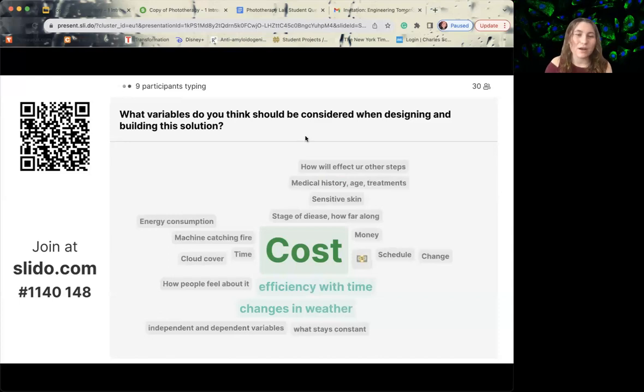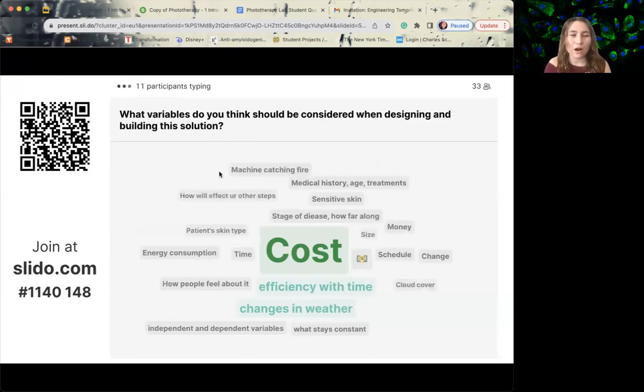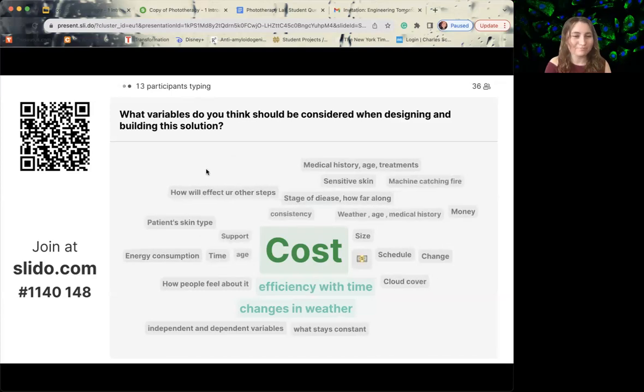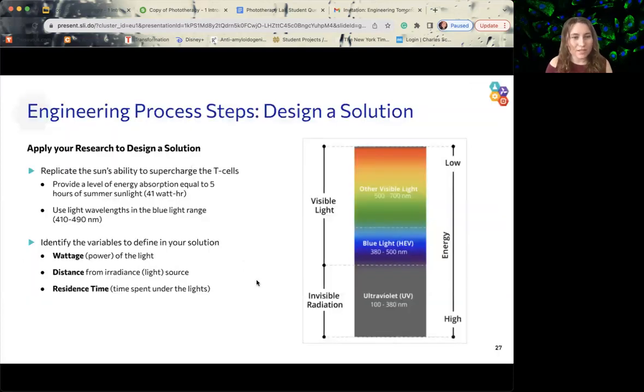Alrighty. So I'm going to get into what specifically we're going to be looking at for ours, and we're going to go from there, all right? So for this specifically, we're going to look at the wattage of light, the distance, and the residence time, okay? And we're going to utilize this to attempt to replicate the sun's ability to supercharge the T cells, okay? We're going to provide a level of energy that is absorbed, that is equal to this value that we calculated earlier, okay? So 41 watt hours. We're going to use a light wavelength that's in the blue light range. So we're going to use 410 to 490, okay?